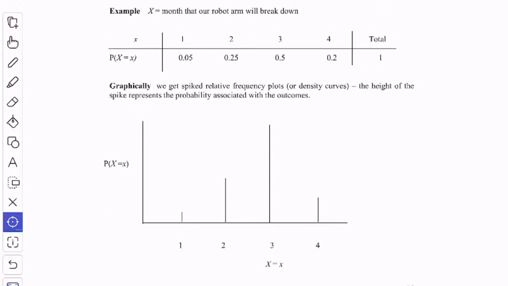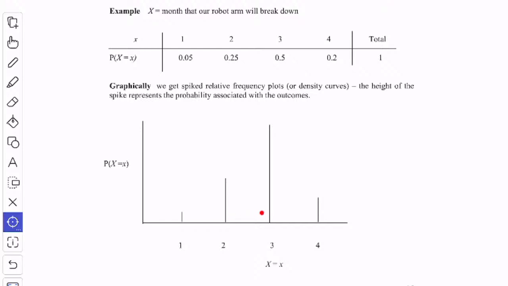So we can also graph it. Here's the graph. And it looks like there's no curve, like the normal distribution that we used before. There's just a spike. So this represents 5%. The height, the vertical axis, is the probability. This represents 25, that's 50, and then this is 20%. And if you were to stack them each on top of each other, that would total 100%.